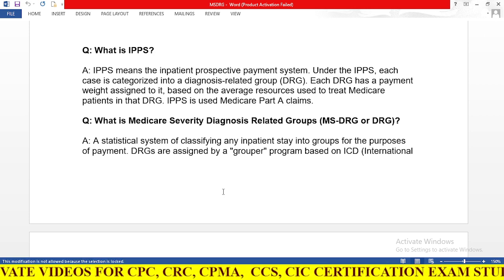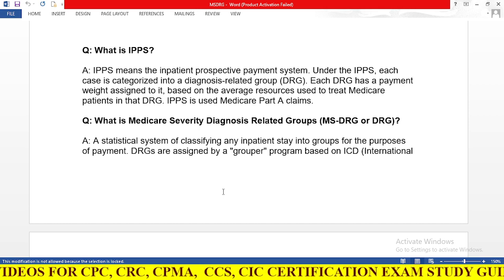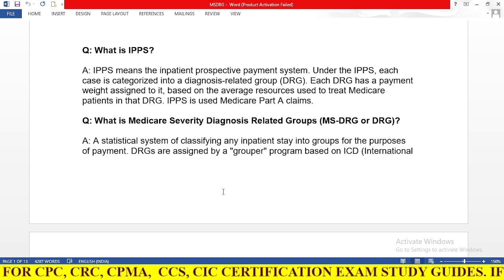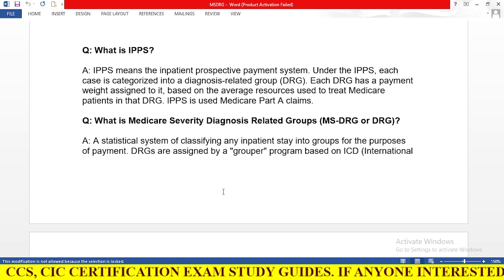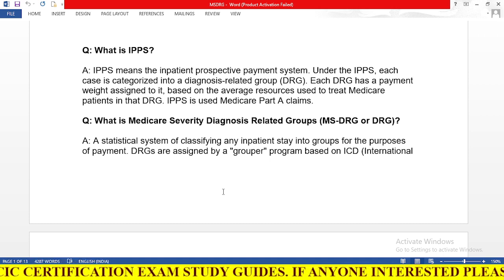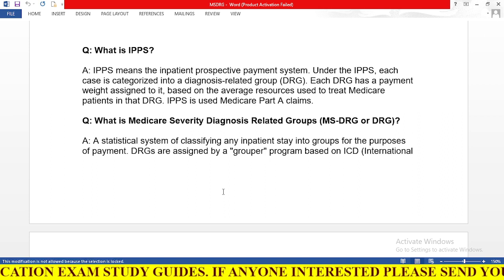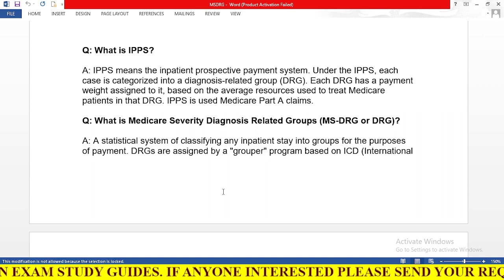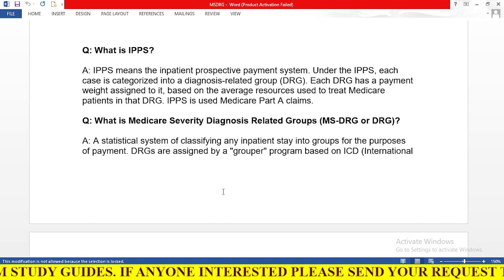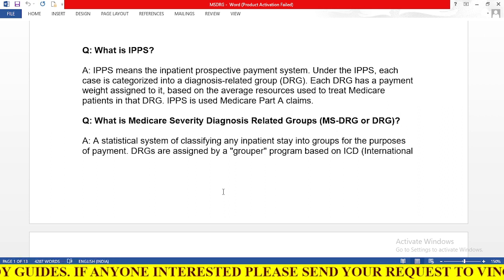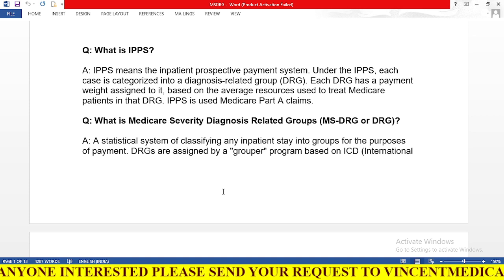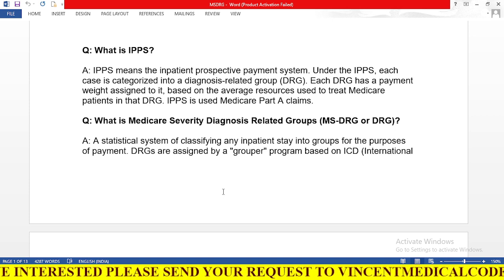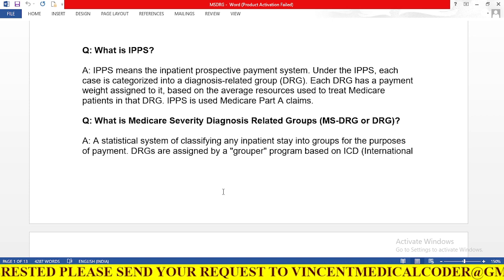So what is IPPS? IPPS means Inpatient Prospective Payment System. Using this IPPS, each case is categorized into a diagnosis related group. Each DRG has a payment rate, which is based on the average resources used to treat Medicare patients in the DRG. Usually IPPS is used for Medicare Part A claims.